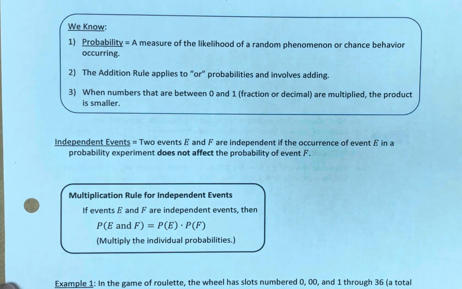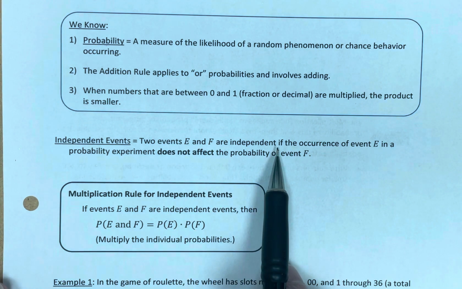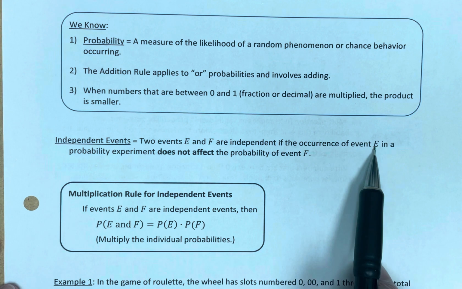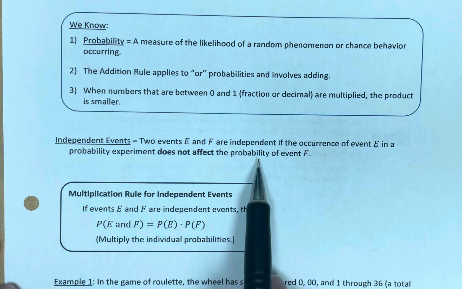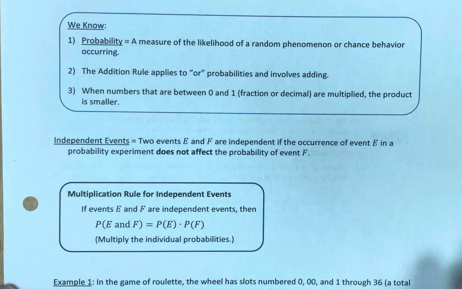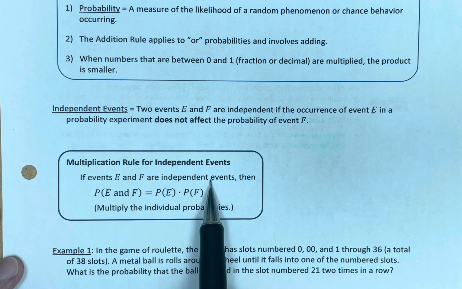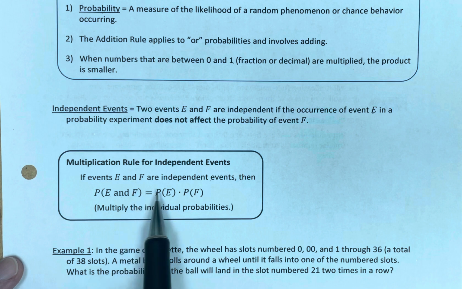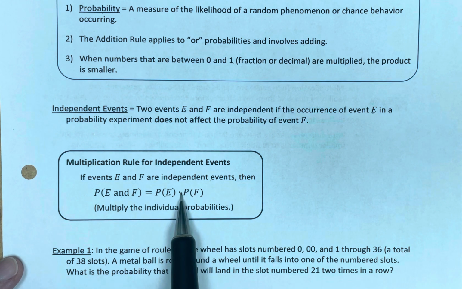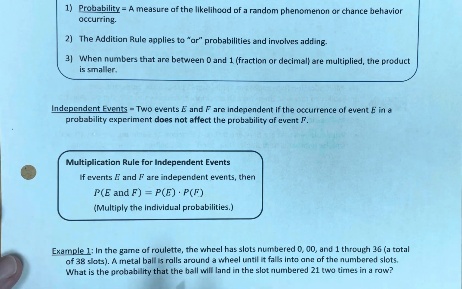So what are independent events? Two events, E and F, are independent if the occurrence of event E in a probability experiment does not affect the probability of event F. What is the multiplication rule for independent events? If events E and F are independent, then the probability of E and F occurring is the probability of E times the probability of F. In other words, we multiply the individual probabilities.